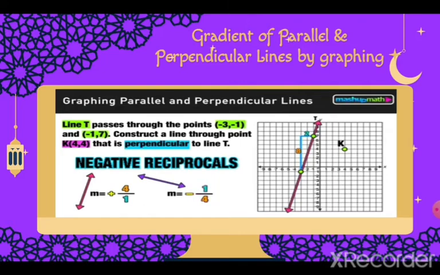So all we have to do now is take that slope and build off of point K by going down 1 unit and then over to the right 4, plotting a new point, and then connecting those 2 points and drawing a line through them. That line will be perpendicular to line T and passes through point K.